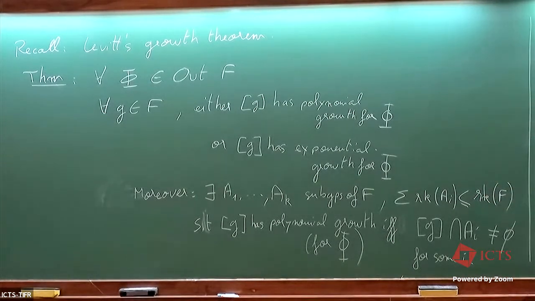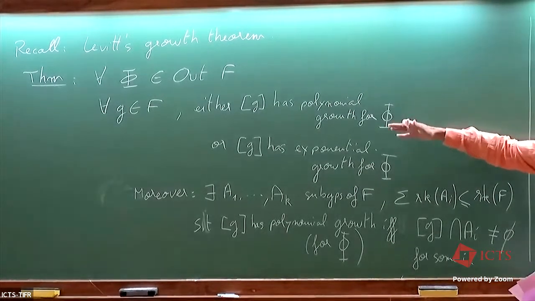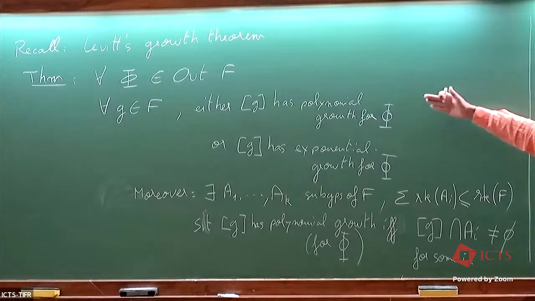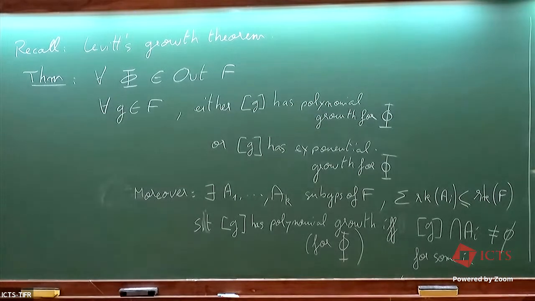So you take an outer automorphism group, and the elements of the free group are either of polynomial growth for this automorphism, meaning that when I iterate the automorphism on the element, I get new elements, and the cyclically reduced length of this new element is growing at most polynomially, or it has exponential growth, meaning that the same thing is growing at least exponentially.